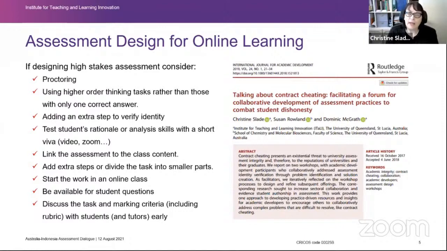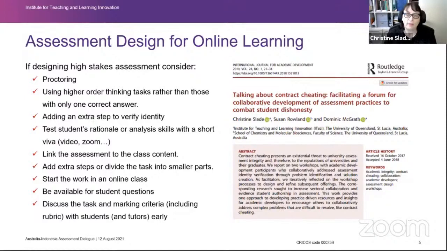I think being available to students' questions is important as well, and to make sure that the students know the task clearly and the marking criteria, and do this at an early stage before it comes close to their submission point. And it's also good to actually talk with your tutors if you have them who are marking assignments, so they're on the same page as you are.